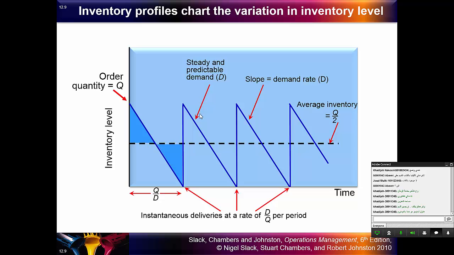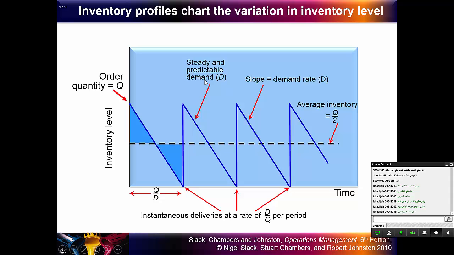The EOQ cannot be calculated unless the demand is predictable. What is the meaning of predictable? If you remember, we said that there are two types of demand: the independent demand and the dependent demand. Here, predictable means the dependent demand, the demand that we can predict.